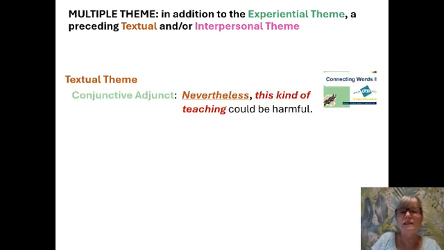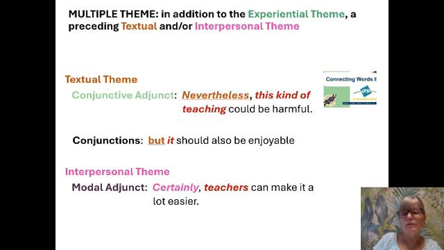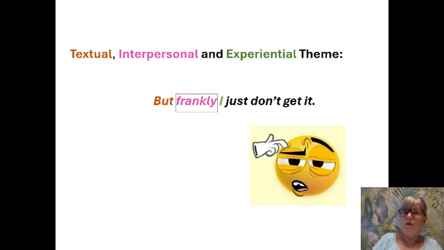There are also multiple themes, so we have to have an experiential theme in a clause, but we can also have a textual and or interpersonal theme. Textual theme is simply a conjunctive adjunct or a conjunction, right? So nevertheless, this kind of teaching could be harmful, but it should be enjoyable, okay? And an interpersonal theme is a modal adjunct. So certainly teachers can make it a lot easier. So the red here is always our experiential theme, which has to be there. The others are optional. We can bring them all together, but frankly, I just don't get it.